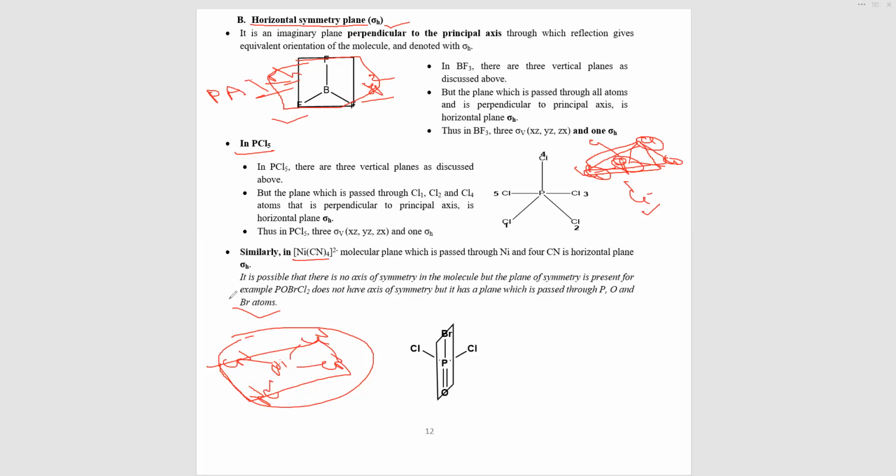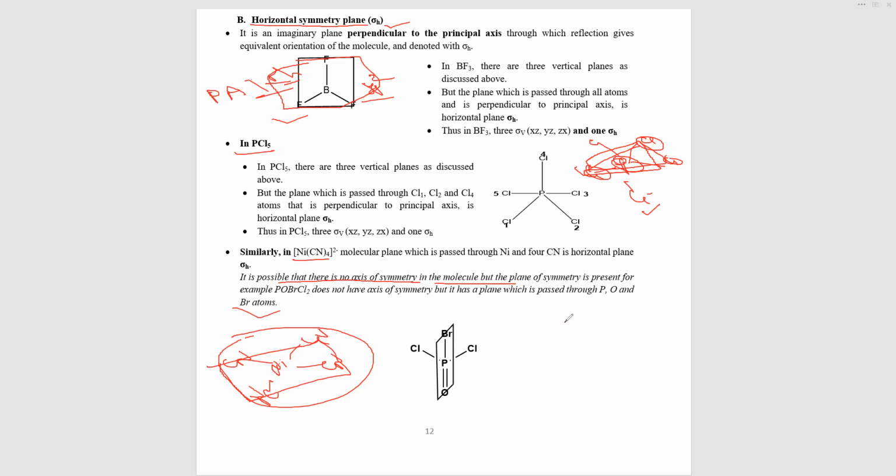That we will discuss later. Now it is possible that there is no axis of symmetry. Suppose there is no axis of symmetry in the molecule, but a plane of symmetry is present. Because we just talked about the vertical plane and horizontal plane.